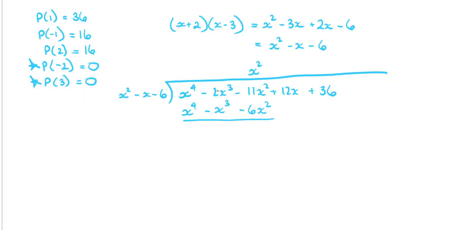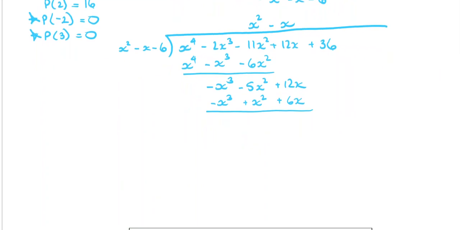Minus 2 minus minus 1, so plus 1, makes a minus 1 or minus x cubed. Minus 11 minus minus 6, which is a plus 6, makes minus 5x squared, and bring the 12x down, ready for the next one. Dividing again, minus x cubed divided by x squared is minus x. Timesing the minus x by each term in the divisor, we get minus x cubed. Minus x times minus x is a plus x squared. Minus x times minus 6 is plus 6x.